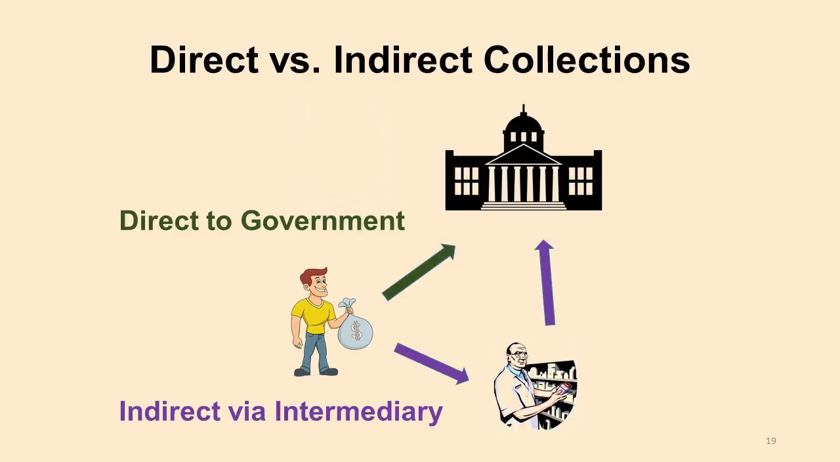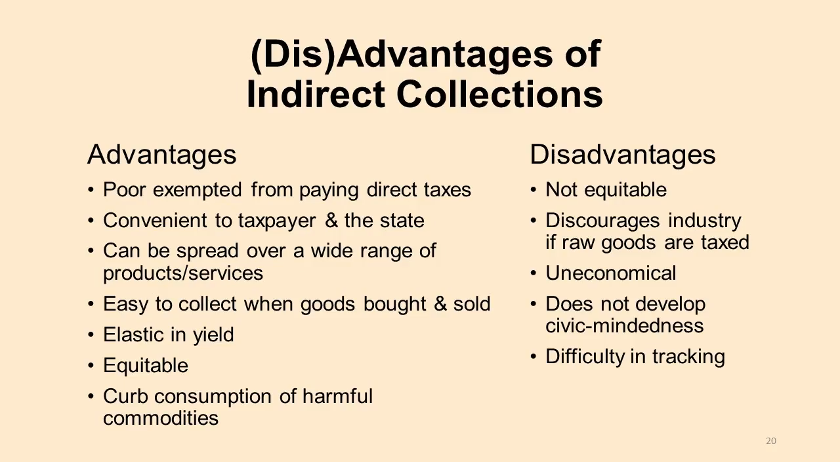The picture is quite clear. Citizen pays to government, or citizen pays to somebody who then pays to government. Well, why would we have this dual system? Direct payment seems like a really nice way of handling things, but in fact, there are some advantages and some disadvantages to indirect collections.